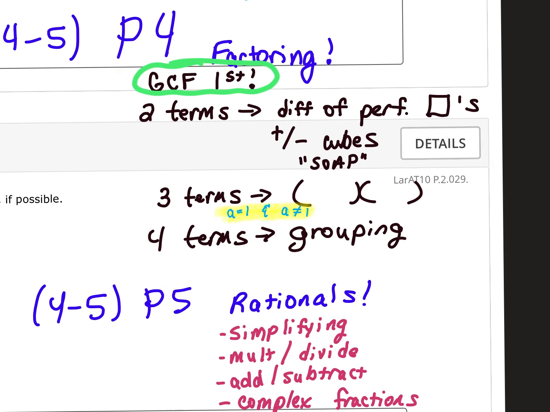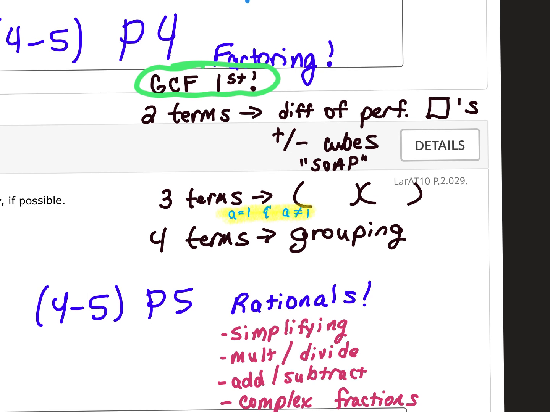Then we run down the list. If there's 2 terms, what are some possibilities that you could run into? You could run into the difference of perfect squares or sum or difference of cubes. You're going to need to know the cubes pattern. Some of you on your tests and quizzes, you've been writing SOAP. It's a neat little thing to remember the signs in the pattern.